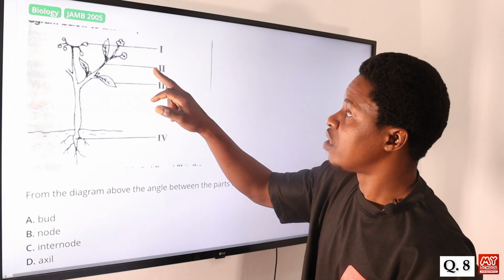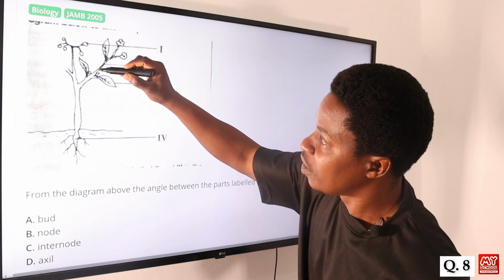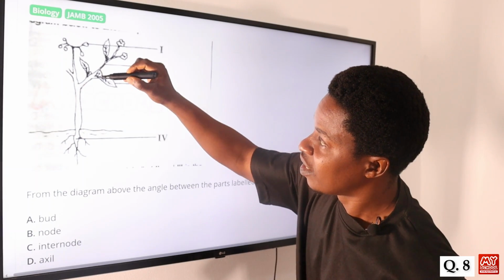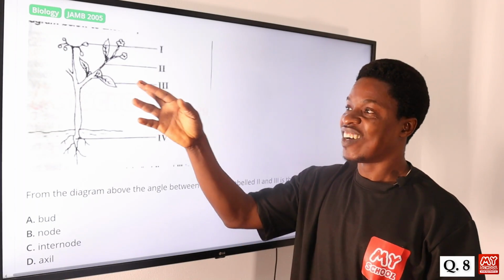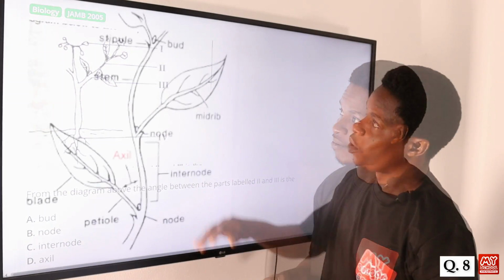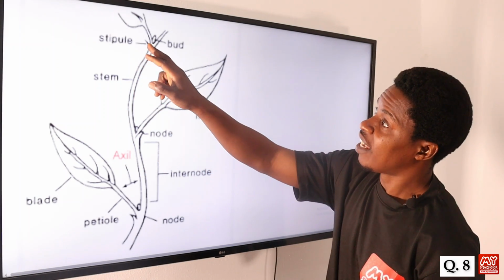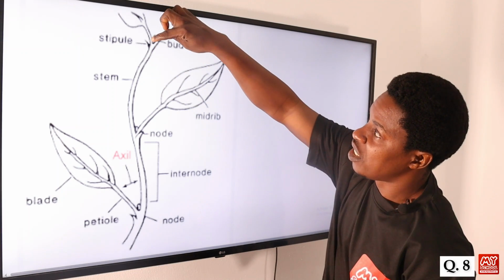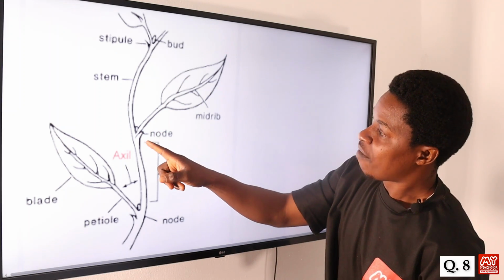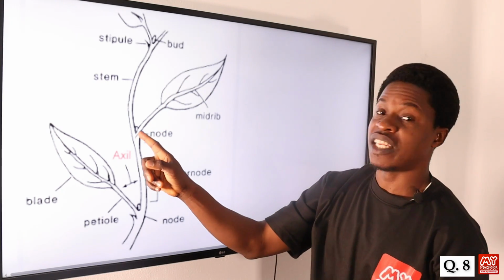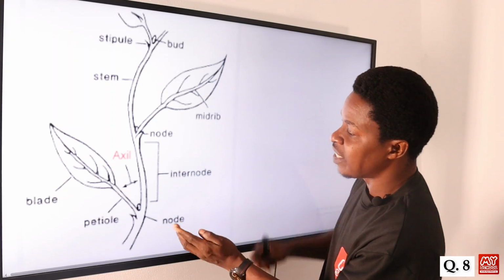It's saying the angle between 2 and 3. Here is 2, here is 3. So the angle here is called what? I know what it is, but let's look at the clear diagram so that we can understand it better. This is a better labeled diagram. Now we have the stipule. At this part you have the bud going in between the two stems. We have the node here outside of the leaf. Then we have the midrib, and then we have the internode.